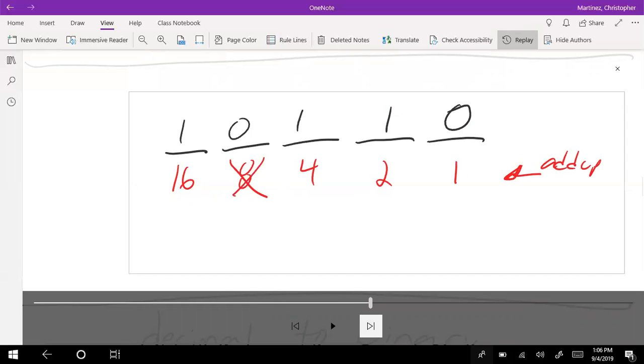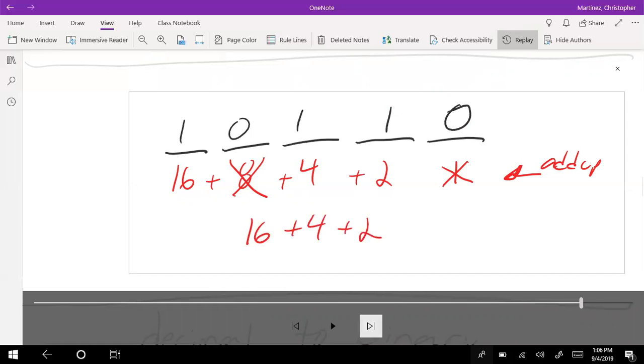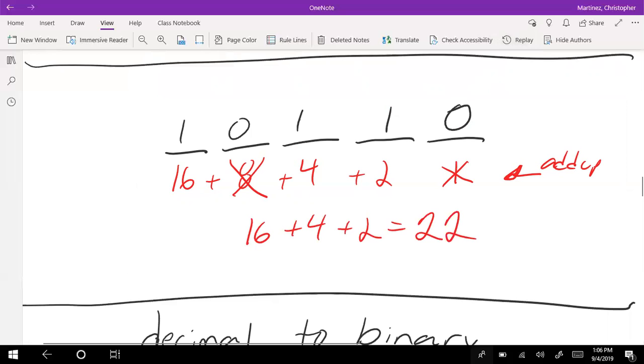So we're going to cross out that 8 because it's a 0. We're going to cross out the 1 because it's a 0. So I'm going to start adding up 16 plus 4 plus 2. We'll have the decimal of 22.